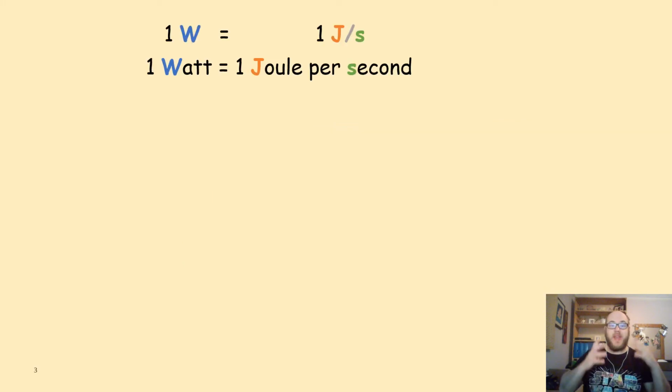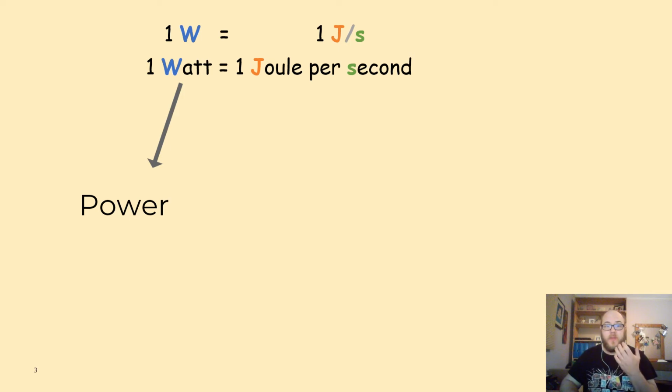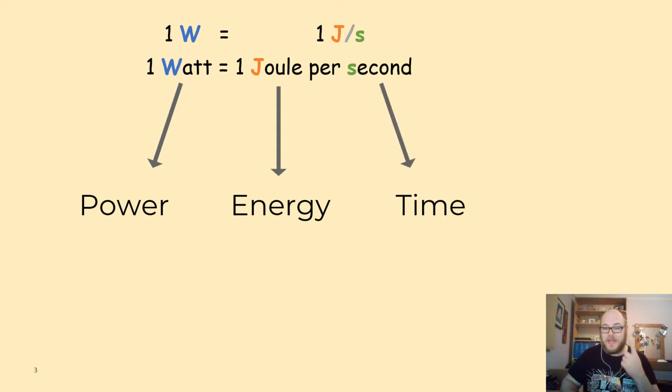Okay, so power is the rate of energy transfer. It's the amount of energy transferred from one form to another. So 1 watt is equal to 1 joule per second. So 1 watt, that's power. Watts are the units of power. 1 joule, that's energy. And per second, that's time. Per means divided by, so there's our equation. Power equals energy divided by time.